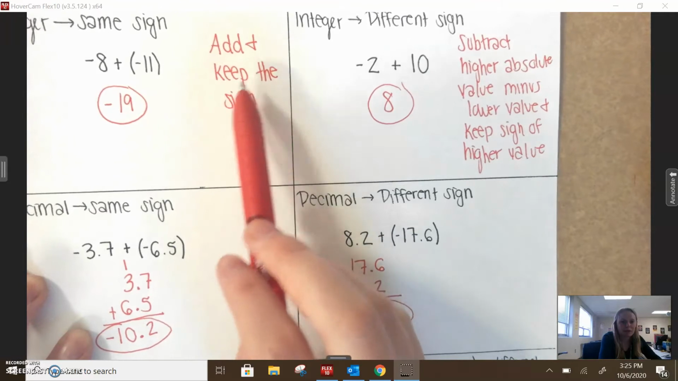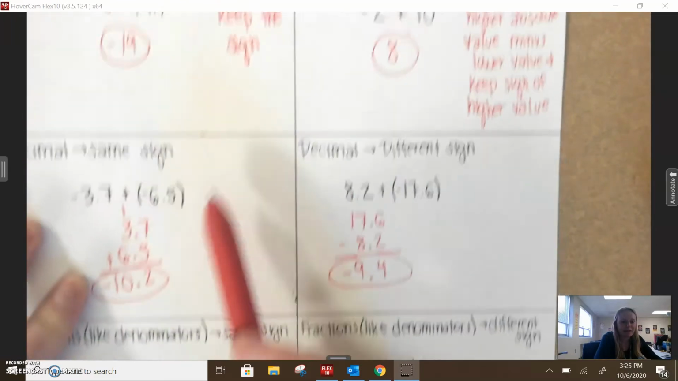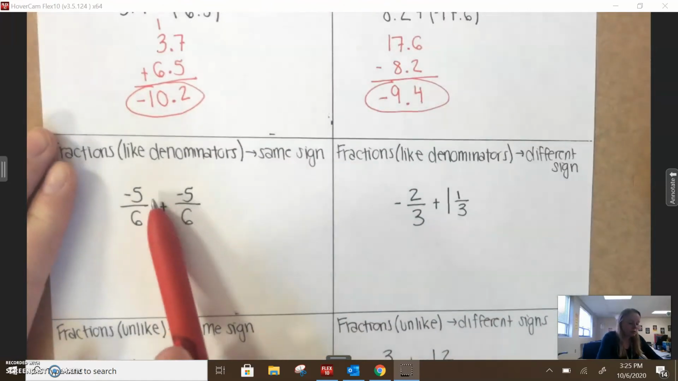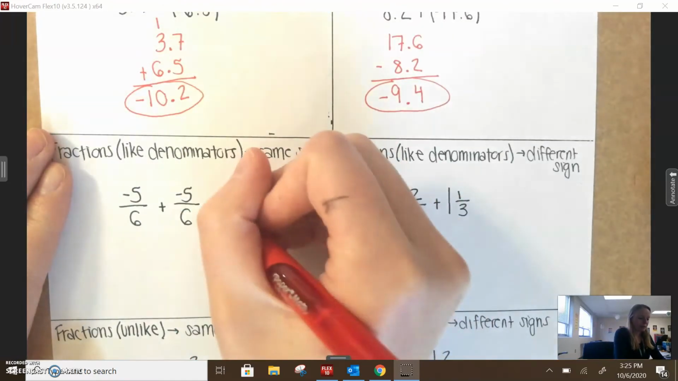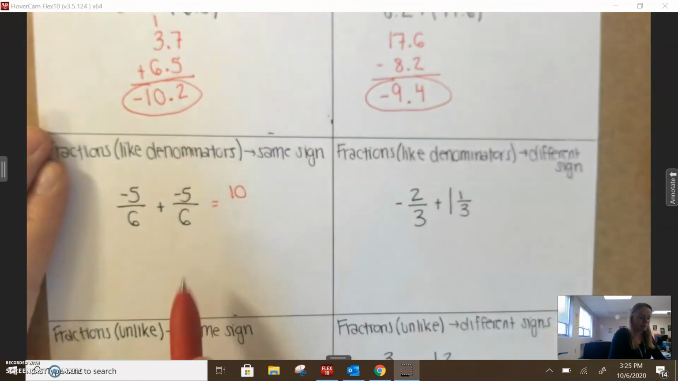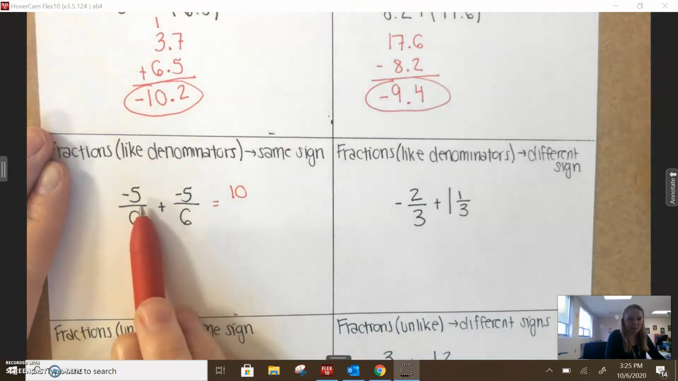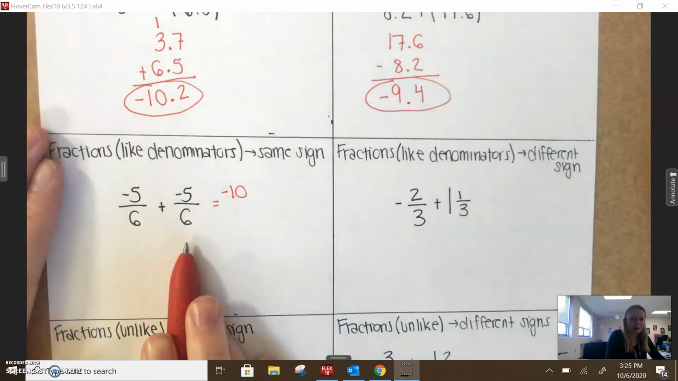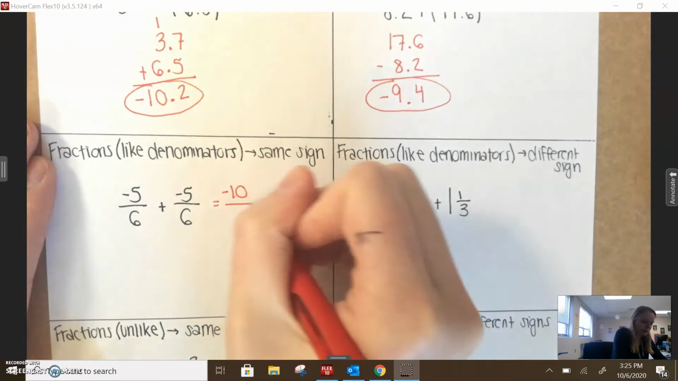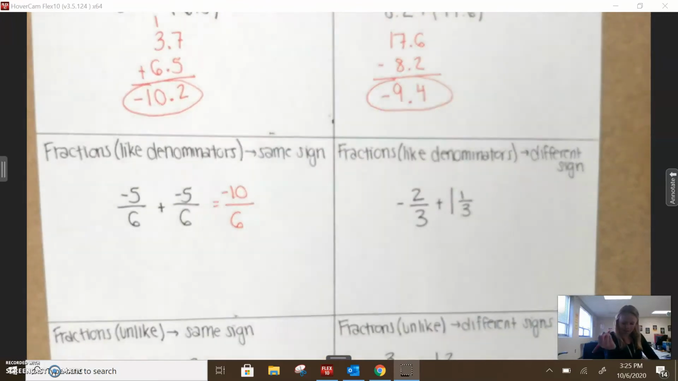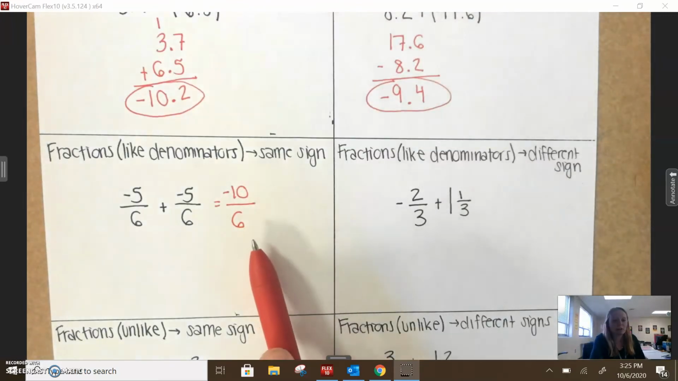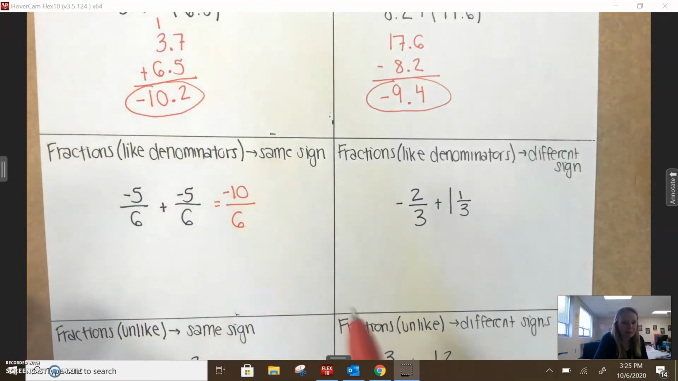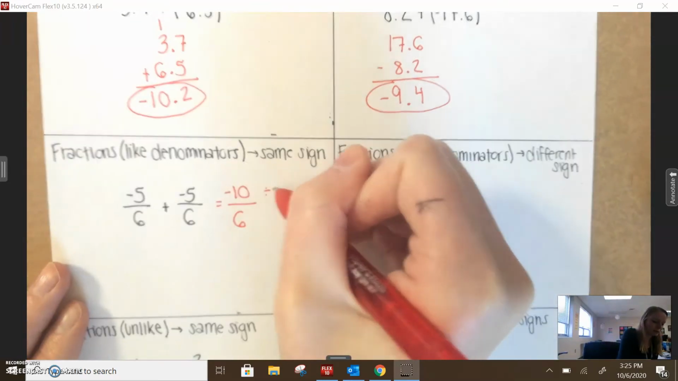Since they're both negative numbers, I have negative 5 and negative 5. I just add and keep the sign. So 5 plus 5 is going to give me 10. And since they were both negative numbers, I will have negative 10. Now the denominator, when we add fractions, always stays the same, so I'm going to have 6. Now this fraction can be simplified. Both of these numbers here can be divided by 2 because they're both even numbers.